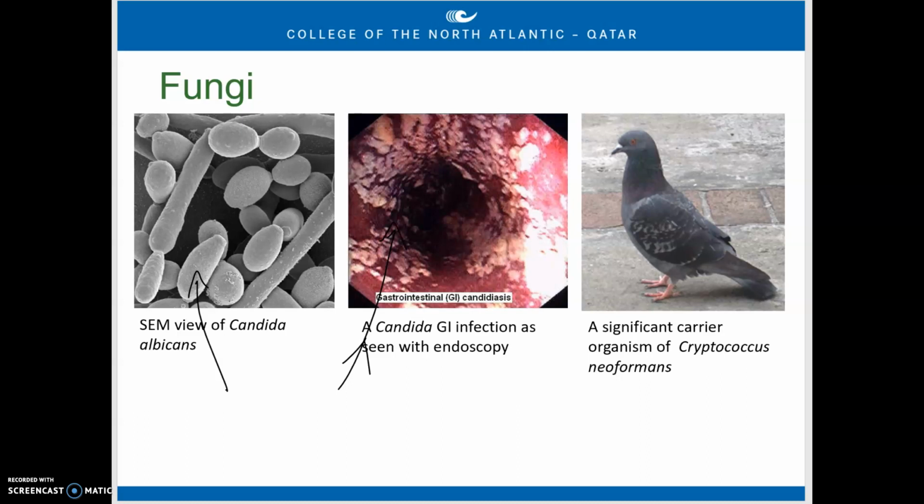Now here on this second picture, this is a picture of Candida infection in the gastrointestinal tract. So we're seeing this with an endoscope, which is a camera that goes in a tube that goes down your throat. So this would be an example of thrush. Generally, if we think of thrush, it's in our mouth and our throat. This is probably a little bit deeper down.